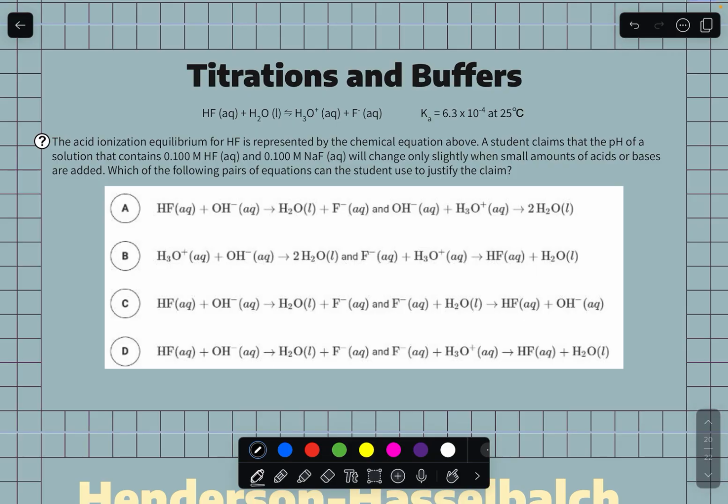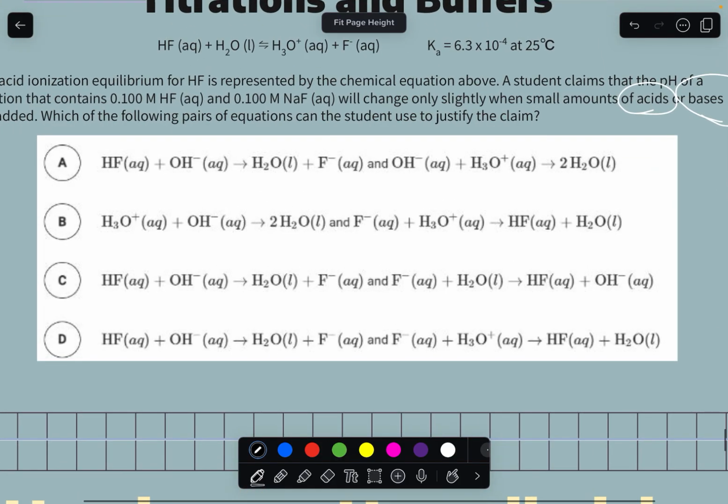Okay, so let's look at this question here. If we have the acid ionization equilibrium for HF as represented by the equation above, a student claims that the pH of the solution that contains 0.100 molar HF and 0.100 molar NaF, so it's a buffer solution, will change only slightly when small amounts of acid or base are added. Which of the following pairs of equations can a student use to justify the claim? So we're looking for both acid and base only having small changes. So let's look at this.